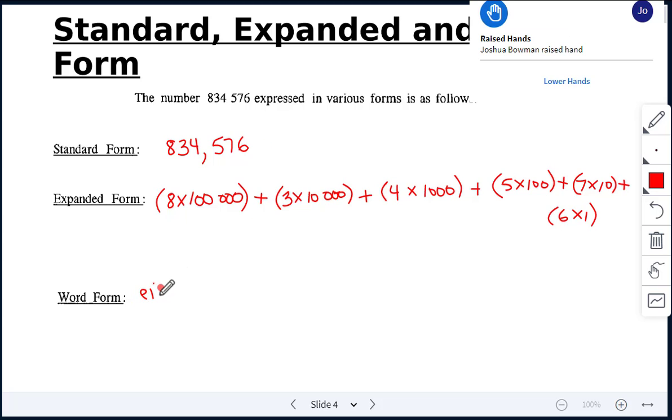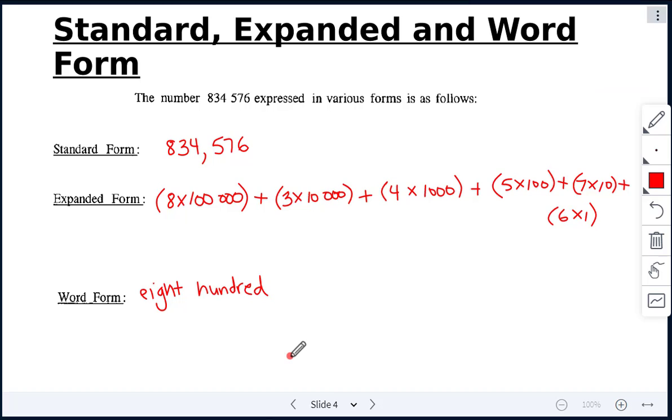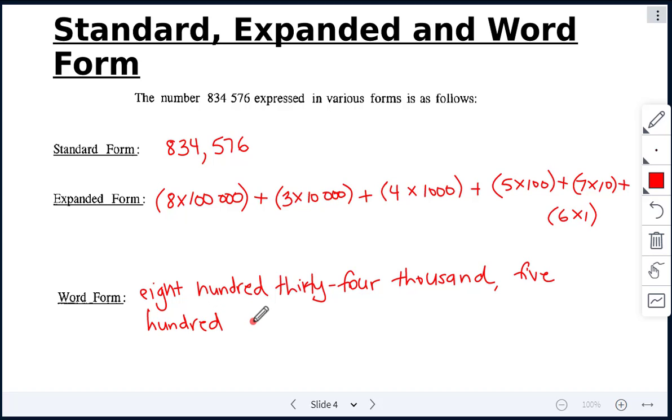So 800. I'm just going to finish this and then I'll answer any questions. 834,000. Writing as quickly as I can. 576. And that is how it's done.